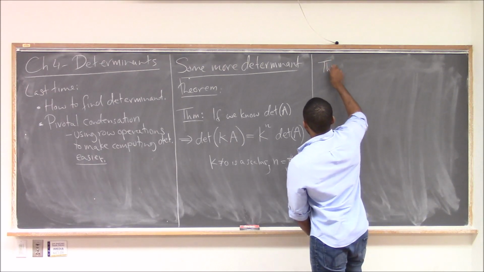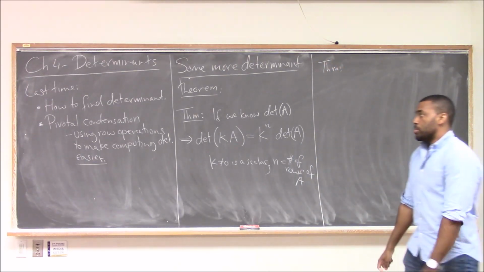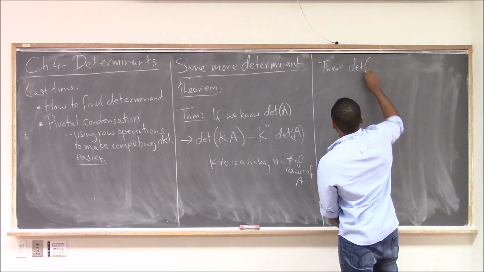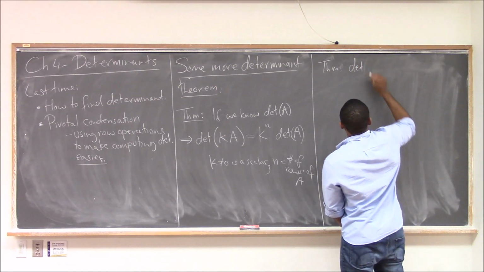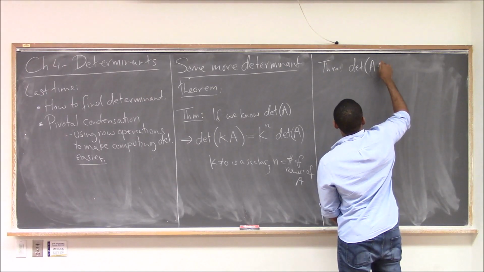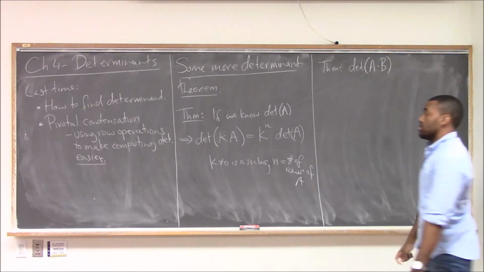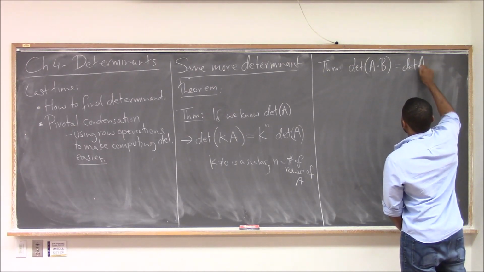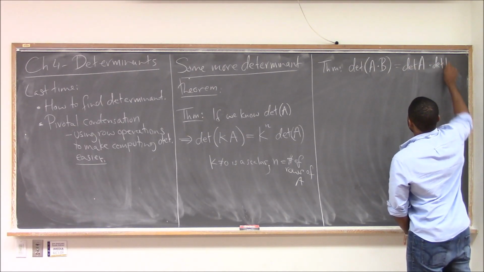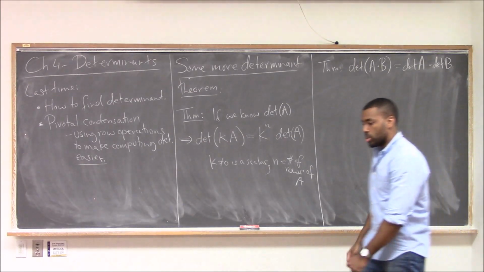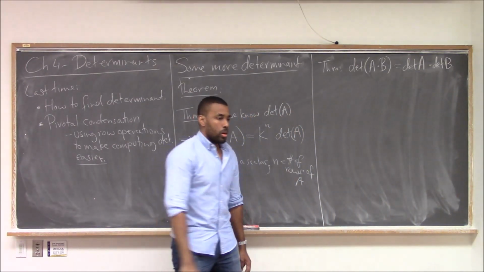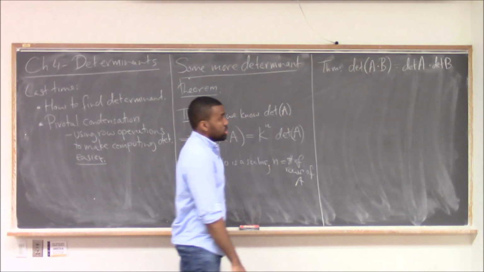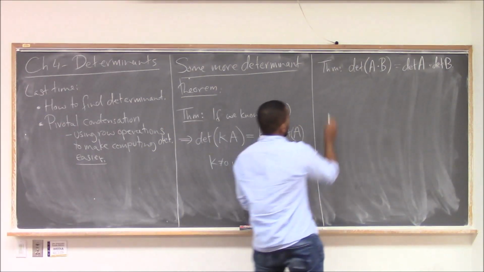There's another theorem. This basically tells us that the determinant of a product of matrices, provided the determinant of each exists, is actually the determinant of the first one times the determinant of the second one. Determinants actually distribute across products. They don't distribute across sums, so I don't think you can actually do that, but they do distribute across products.